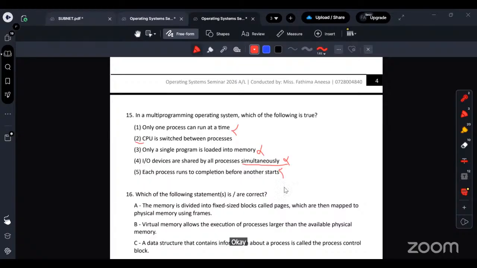Okay, good. So be careful. This is how they would trap you sometimes by these words. The input output devices are shared by all processes, but not simultaneously, right? So these are one of the bear trap questions. Be careful.